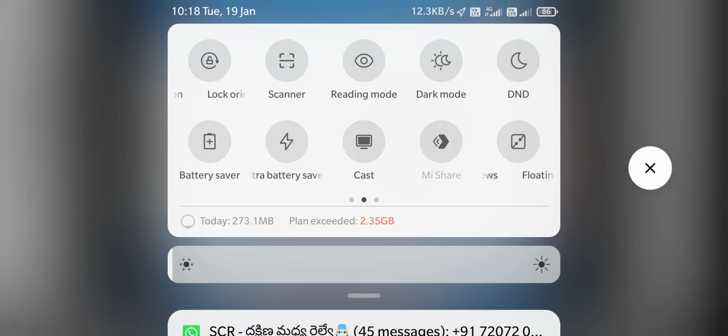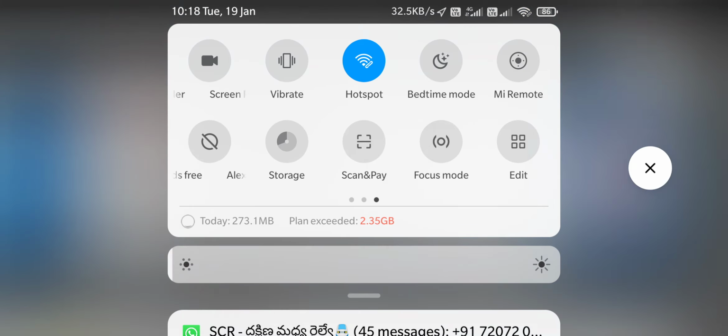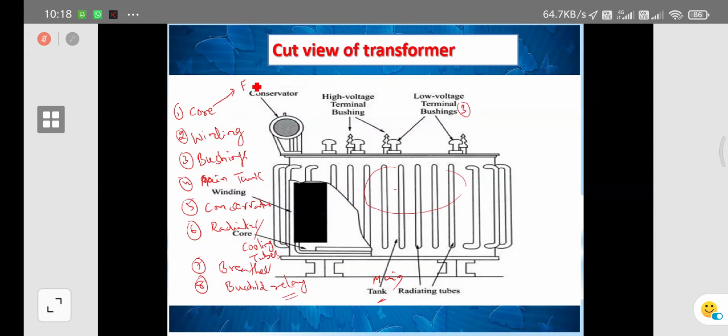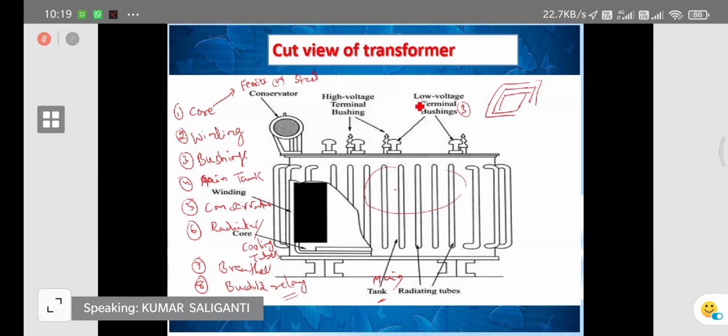So first of all, coming to the core. The core could be ferrite or steel material. That is iron core, ferrite or steel. Whenever the core is laminated, it should be laminated like that.